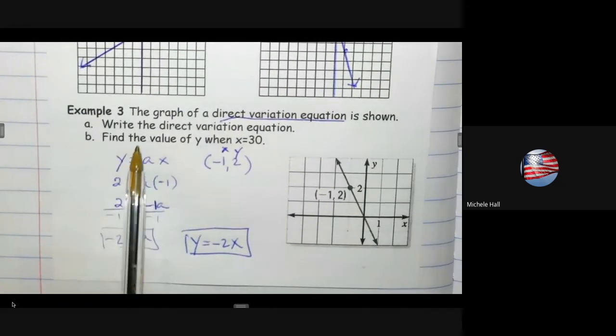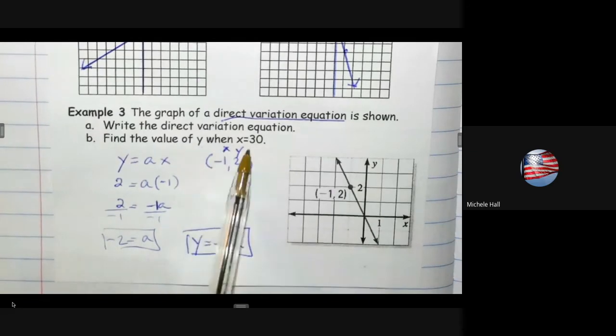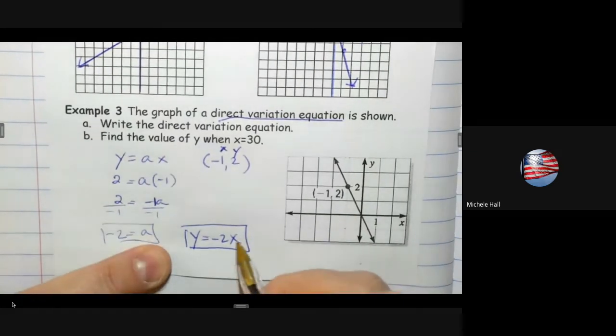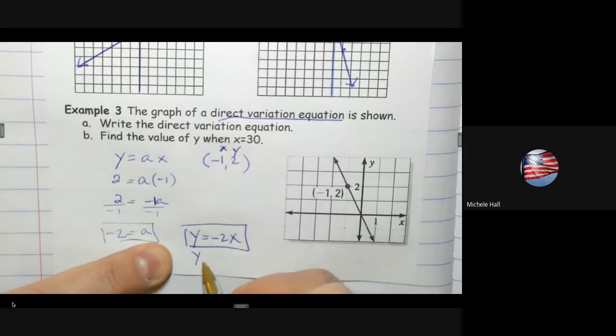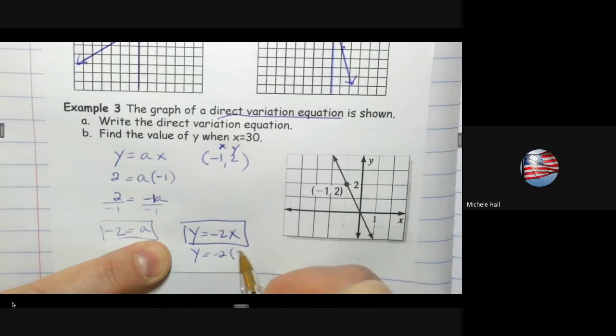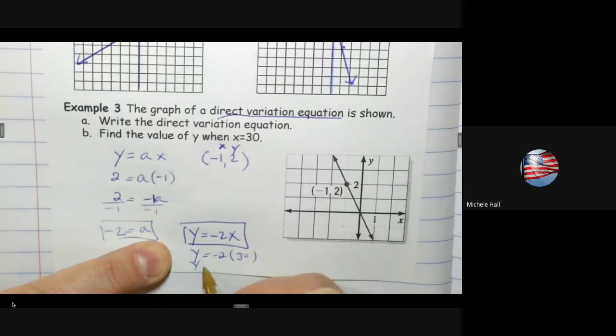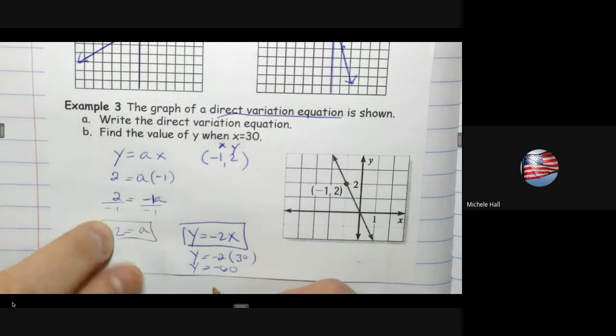Now they want to find the value of y when x equals 30. So I substitute in x equals 30. Y equals -2 times 30, and we get y equals -60.